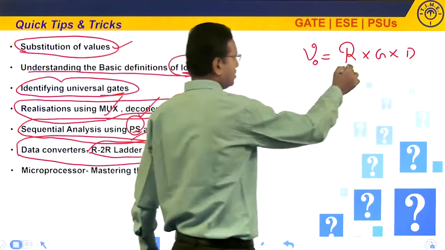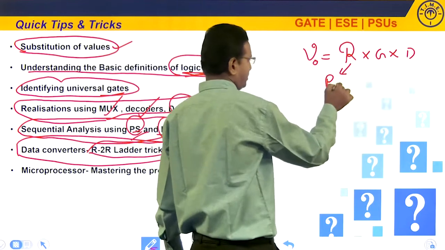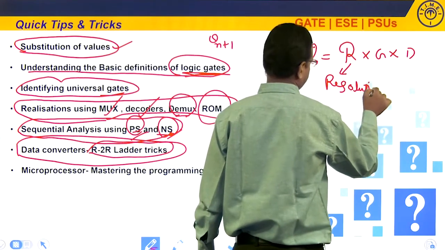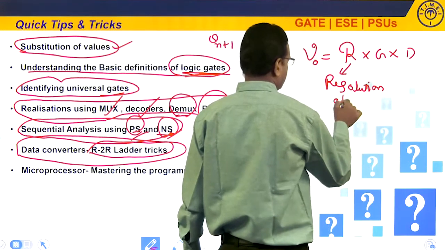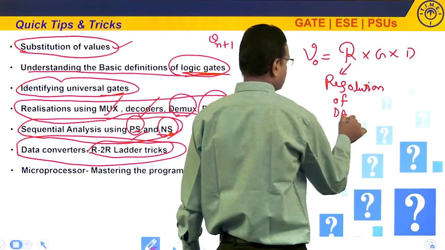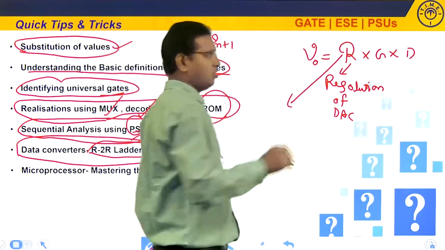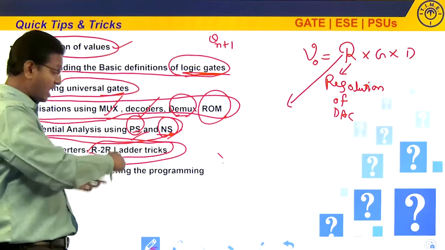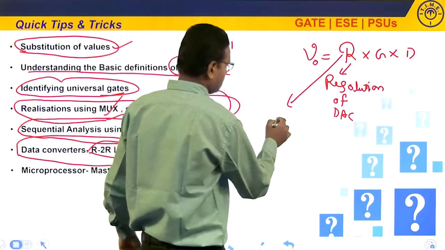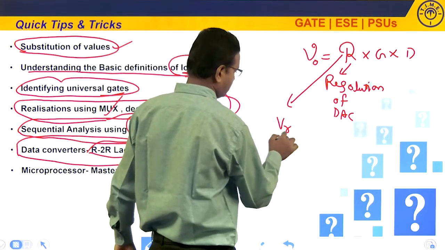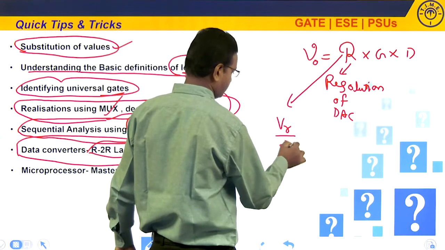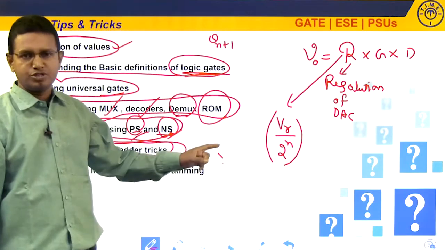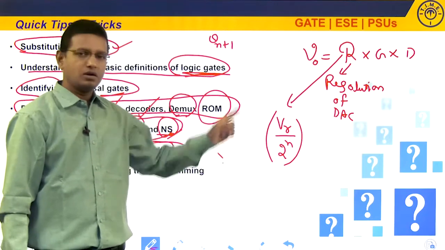What are R, G, D? R is called the resolution of the DAC circuit. And remember, the resolution of digital to analog converters, and in particular R-2R ladders, is given by VR by 2 power n, where VR is the reference voltage. This is the resolution formula for R-2R ladders.